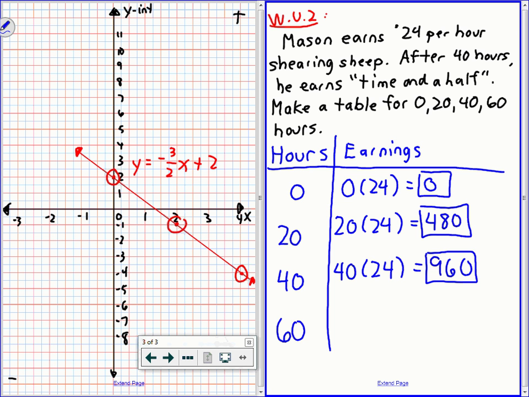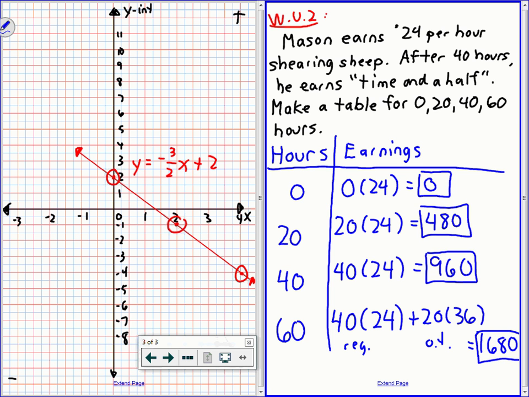I'm going to pick on Ethan today. Ethan, how many hours do we have at $24 an hour? 40. Good. How many hours do we have at $36 an hour? So this is your regular. This is your overtime. So what does that turn into? Go ahead. 16.80. So the idea is here, Mason and everyone else, it's just the last 20 hours of the extra time.